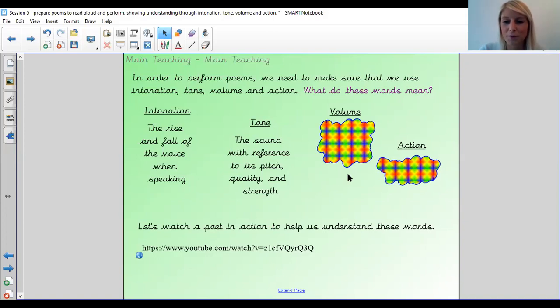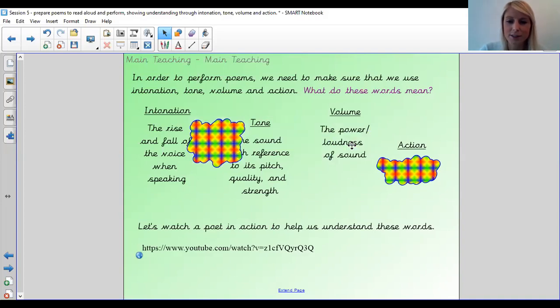What about volume then? We should all know what volume means. So volume is the power or loudness of the sound. So as you saw in that video, you might use your voice to speak loudly at certain points in a poem to express the feeling or the emotion, or you might speak really quietly because that's what the poem is about. So perhaps you speak quietly for a poem about a mouse. Okay, and that's what the man did in the video, didn't he?